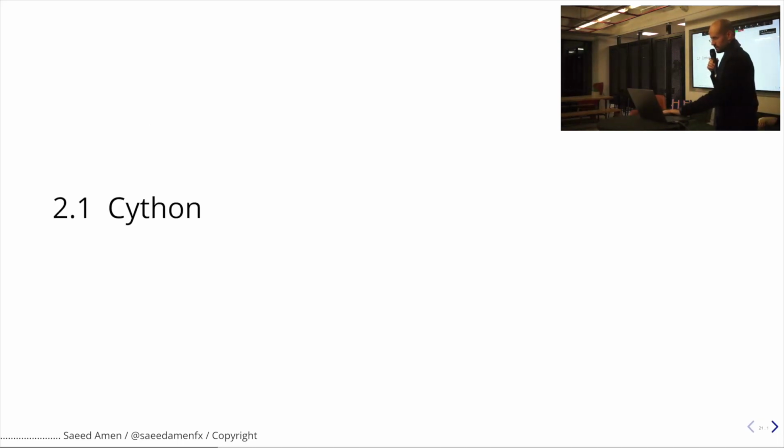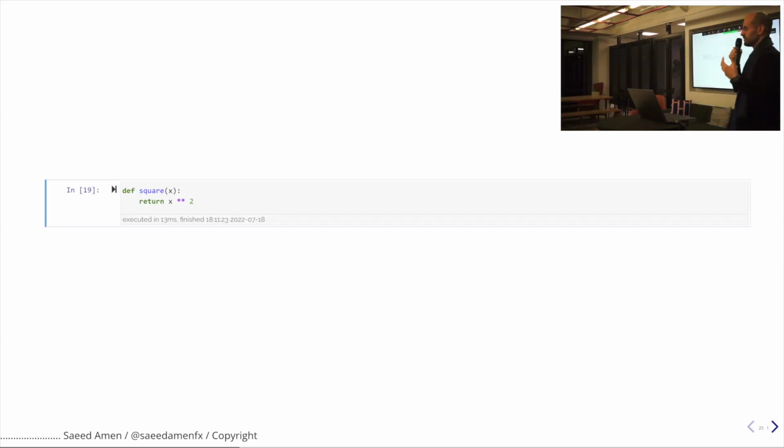The next thing I want to talk about is Cython. Essentially, Cython is like a superset of the Python language. It looks similar to Python, but you can also define, for example, types in it. Once your code is Cythonized, it can be converted into C, and that can be compiled to machine code. This is an example of a simple function we have for Python, where we're just squaring a number.